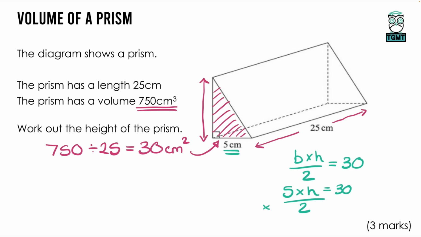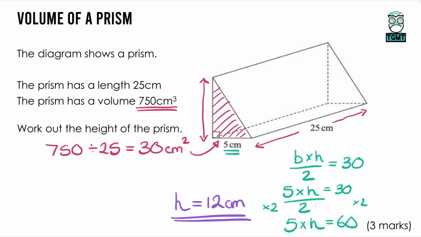We can find that by multiplying by 2, or just thinking about it logically, but we know that 5 times the height has to equal 60. Now from there we can get the answer, because we can either divide by 5, or you could just think to yourself, well, what number times 5 equals 60? Now that answer is 12, so the height is equal to 12 centimetres.